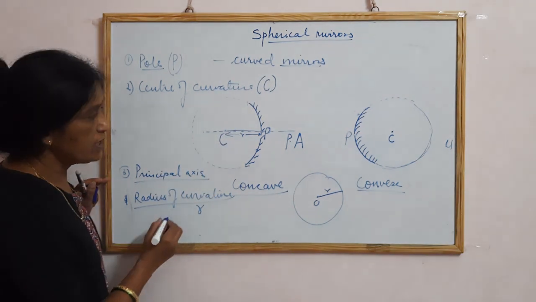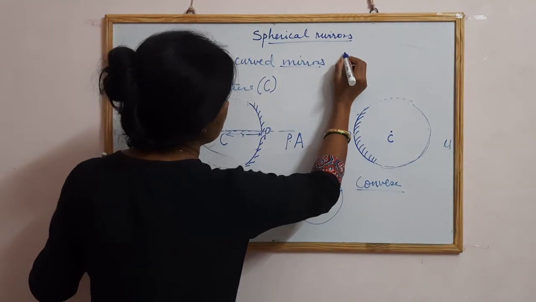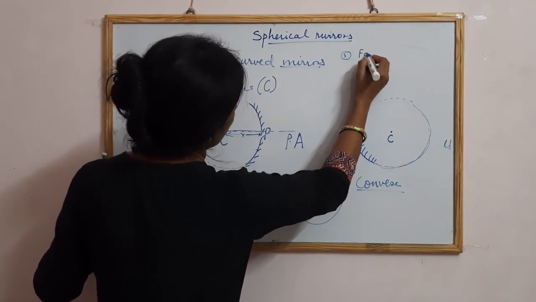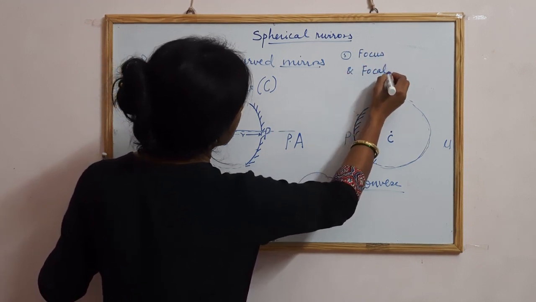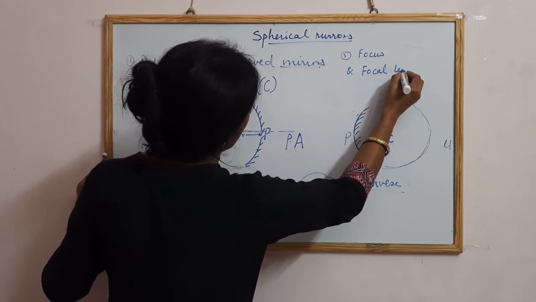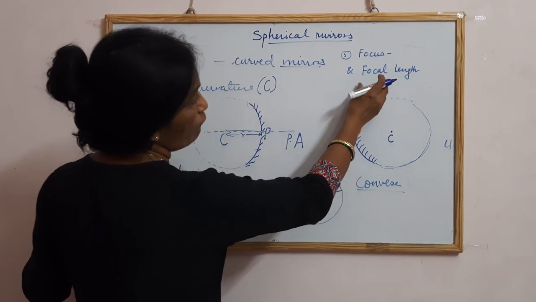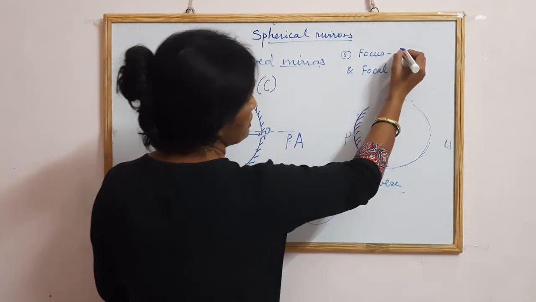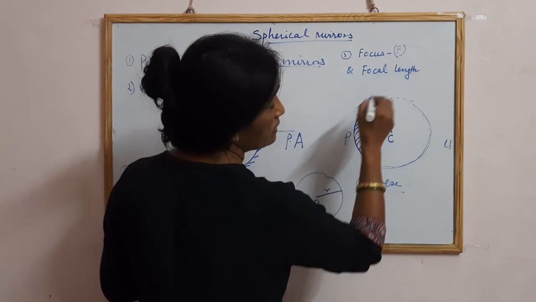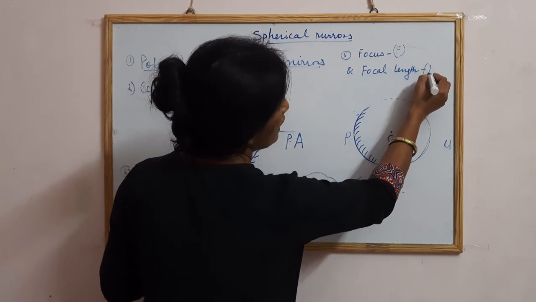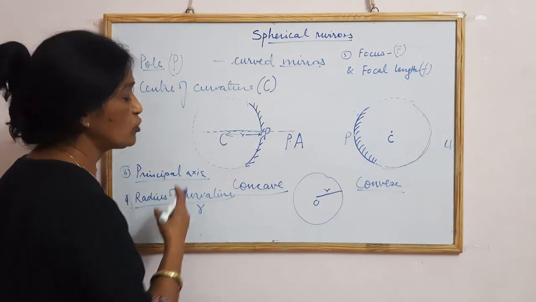Now the next one is, what is focus? The fifth point is focus, F-O-C-U-S, and focal length. Together we'll see what you mean by focus and what you mean by focal length. Again, focus is a point and focal length is a distance. Focus is a point and it is denoted by capital F, and focal length is a distance denoted by small f. But what actually are they? Let's see in our figure what actually they are.